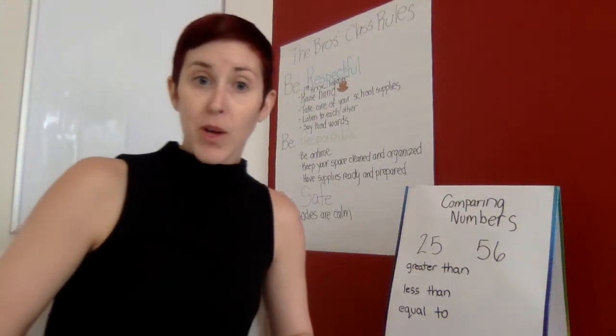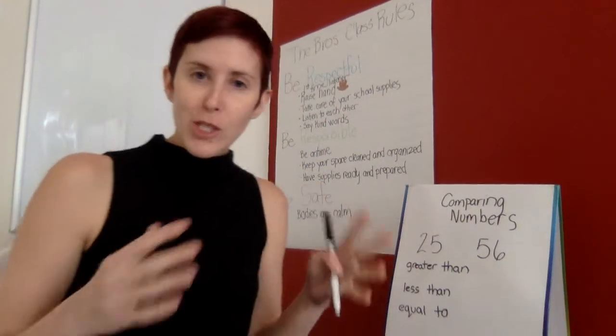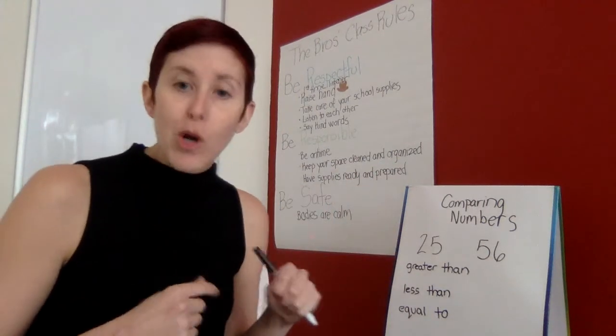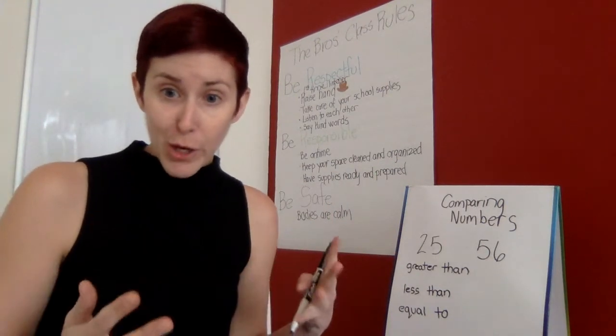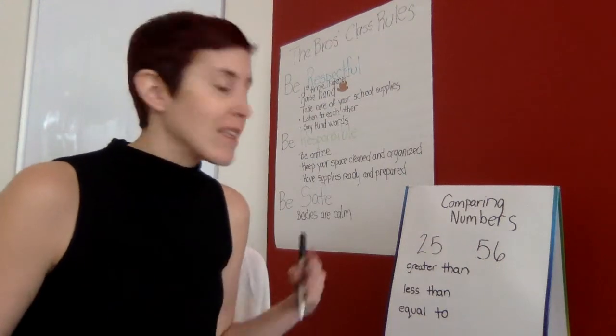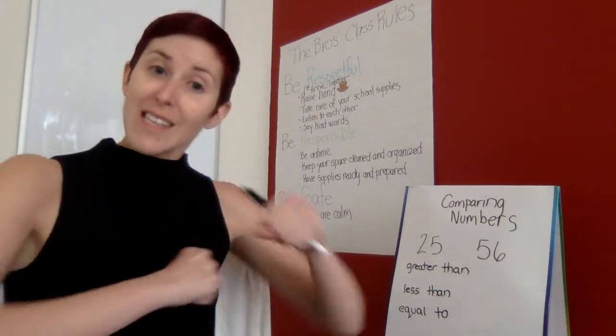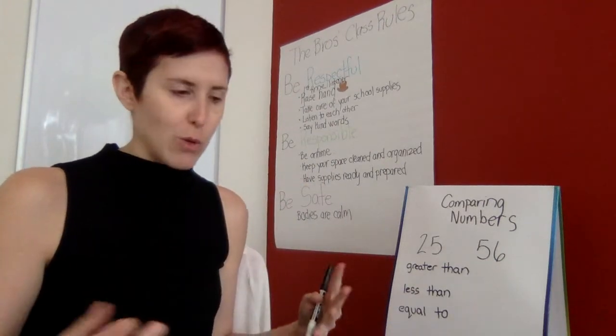We have been learning about comparing numbers. So that just means looking at two numbers and saying, is the first number greater than, is it bigger than the second number? Is it less than, meaning smaller than the second number? Or is it equal to? And we've gone over what equal to is.